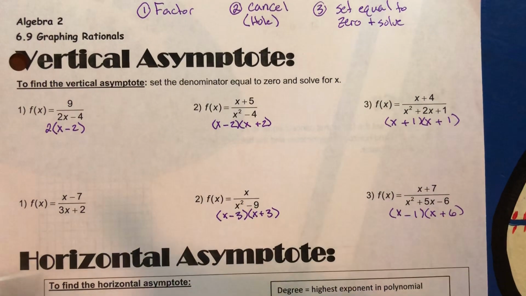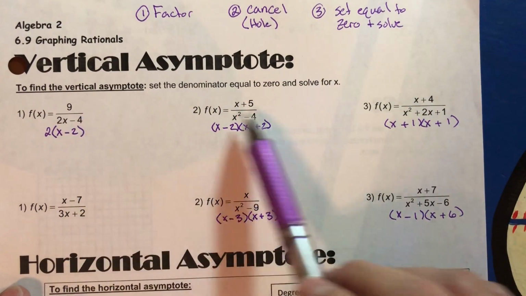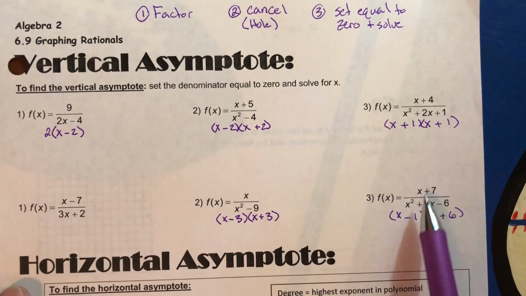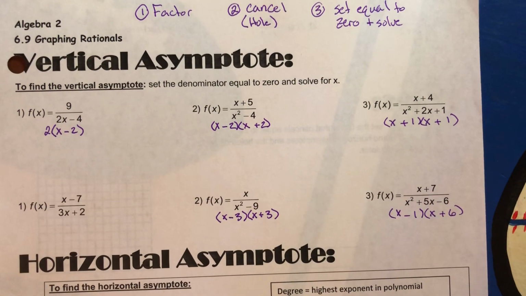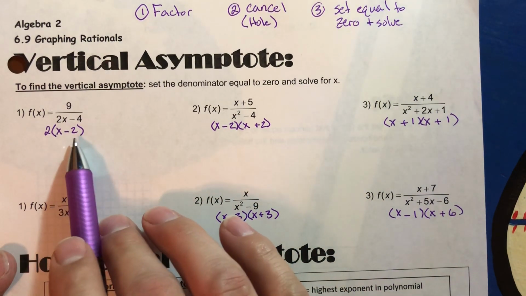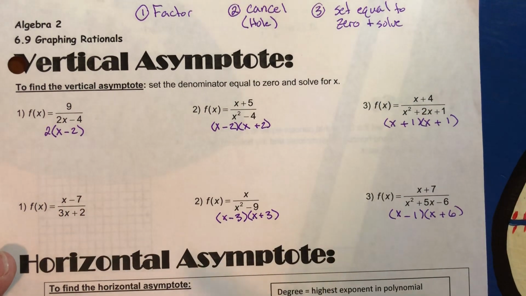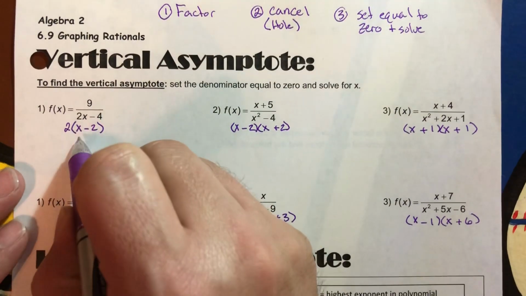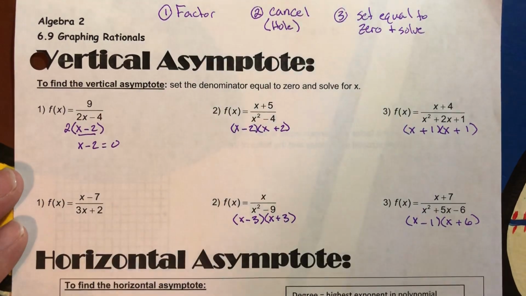Okay, so we've done step 1 for all 6 of these problems. We factored. Then what I look for is to see if anything cancels. Nothing cancels here with the numerator that I can tell, so we're just going to skip step 2 right now, and I'll talk more about holes later in these notes. When we factor, the next thing we do is set equal to 0 and solve. We set any factor in the denominator that has an x equal to 0, and then we solve.